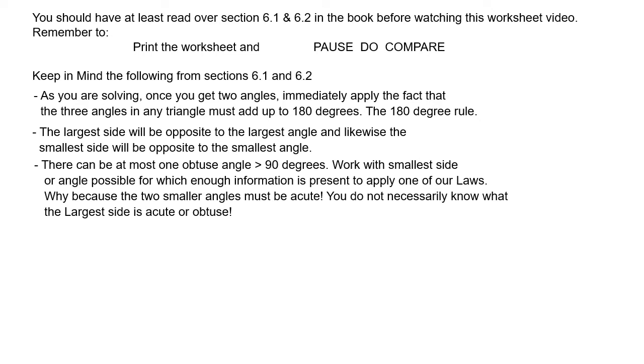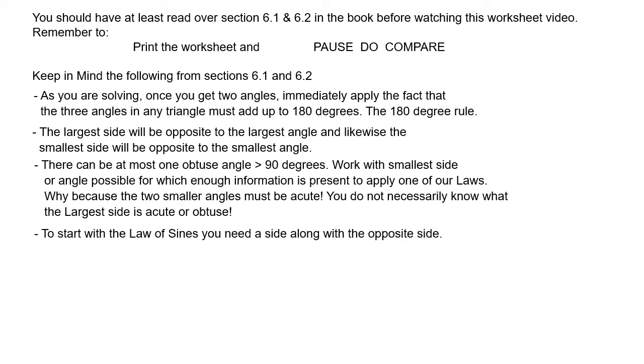There can be at most one obtuse angle greater than 90 degrees. Work with the smallest side or angle possible for which enough information is present to apply one of our laws. Why? Because the two smaller angles must be acute. You do not necessarily know what the largest side is, acute or obtuse.